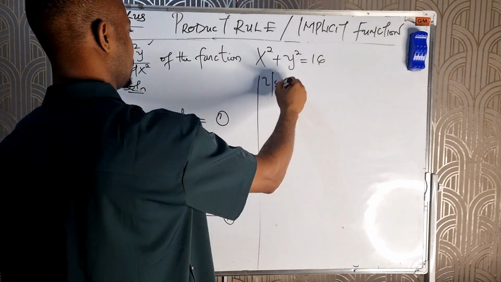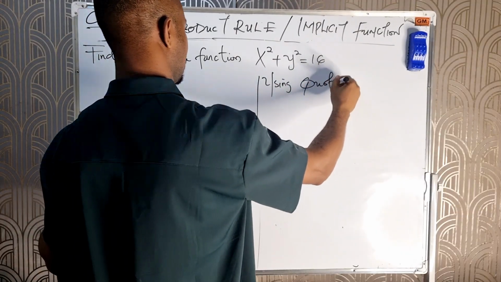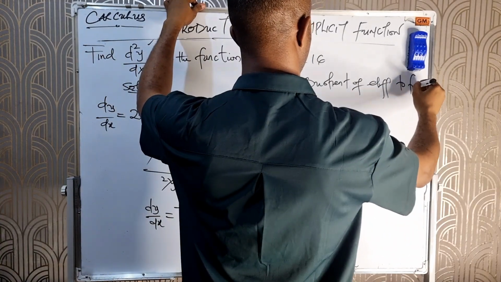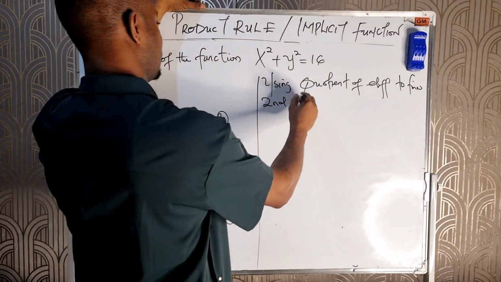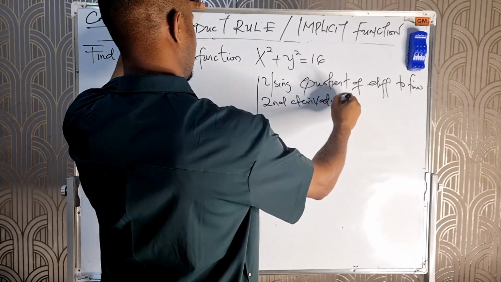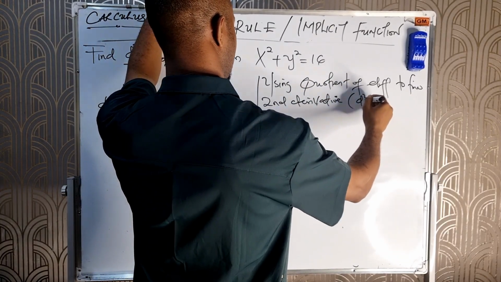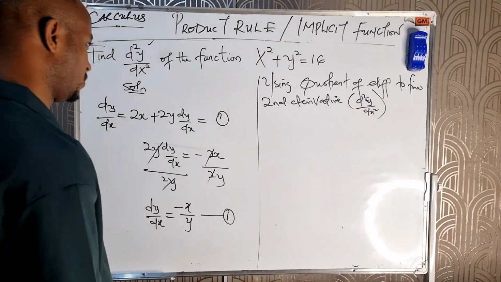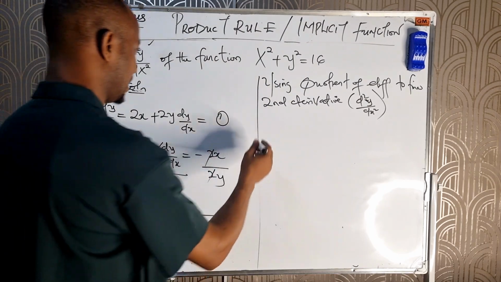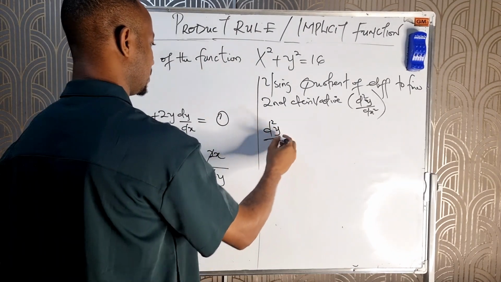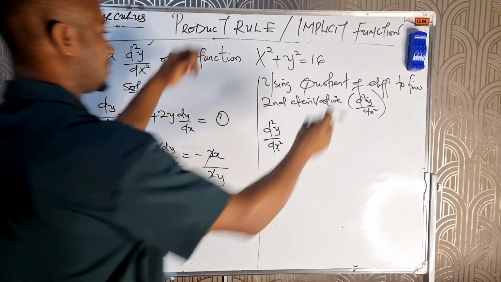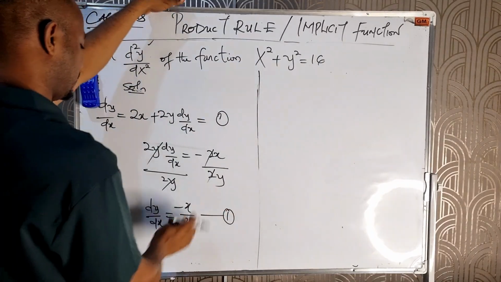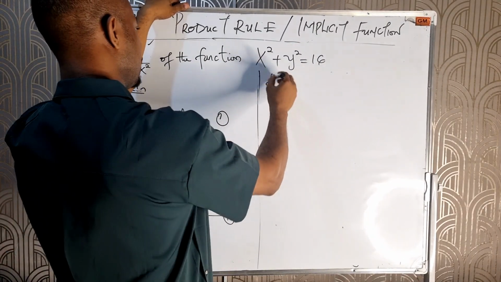So using the quotient rule of differentiation to find the second derivative, which is our d²y over dx², let's see what will be the result. So let's apply the quotient rule here to find the second derivative. So we have d²y over dx².